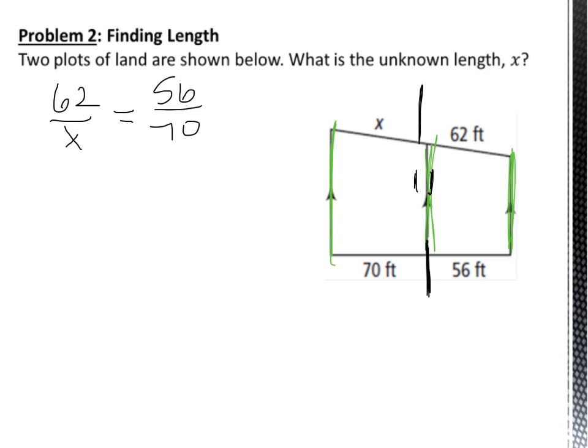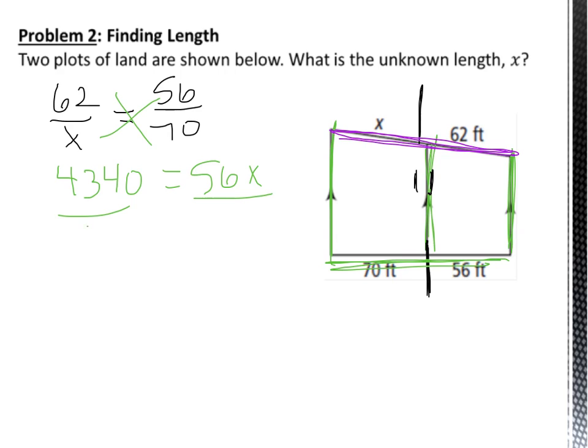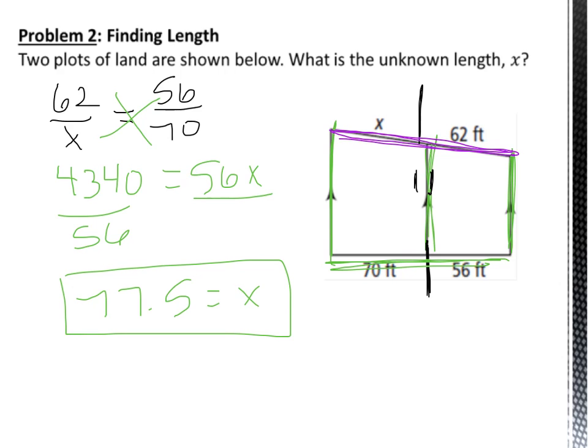Now the reason why I chose those numbers is because you should be looking at the lines that are not parallel. The line that is not parallel sets up your proportion. So 62 over x and then 56 over 70. Those are the two not parallel lines. Cross multiply, and you have to divide by 56, and you would get that x is equal to 77.5. And that would be my final answer.